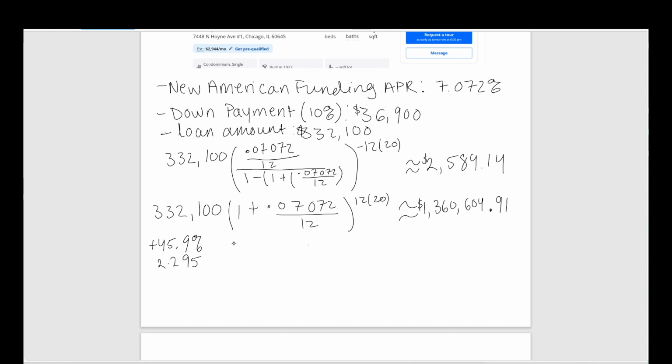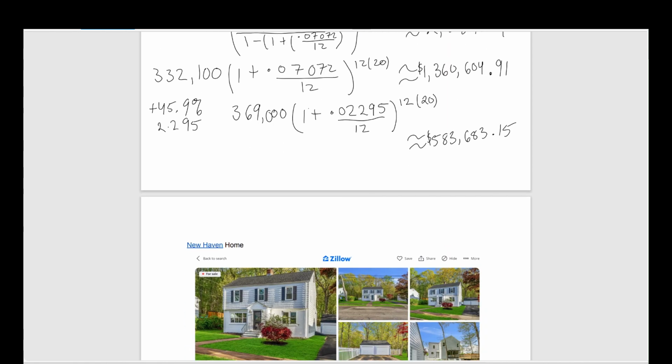So we have 369,000. We have 1 plus 0.02295 over 12. And when I put that into Google, I got approximately 583,683.15. So it will be worth a significant amount in 20 years.